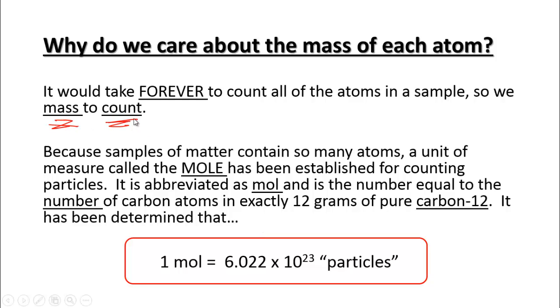Okay, so because a sample of matter contains so many atoms, a unit of measure called the mole has been established for counting particles. The abbreviation for the mole is mol, and it is the number equal to the number of carbon atoms in exactly 12 grams of pure carbon-12, back to that standard of carbon-12. It has been determined, and this is important now, that 1 mole equals 6.022 times 10 to the 23rd particles.